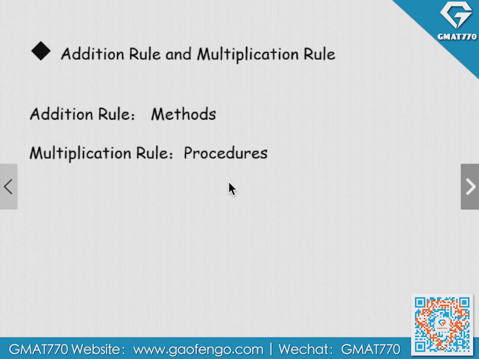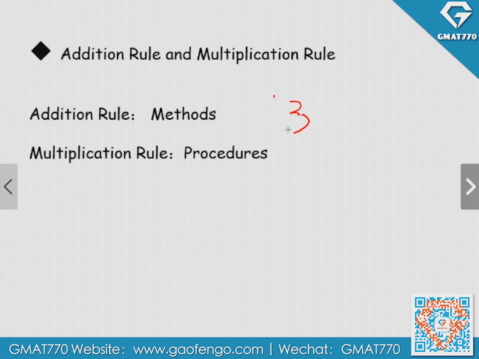Okay, so let's move on to the 2 basic rules in this topic, the addition rule and the multiplication rule. So what is the addition rule and how to use it? For example, if you have different methods to solve the questions, and each of the methods can independently solve the problem, then you need to add them together. For example, if you have 3 different methods, method 1, method 2, and method 3, and each of them can solve the question, then you will have 3 methods in total to solve the question.